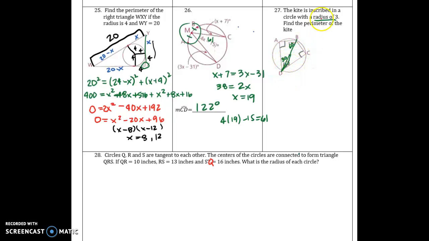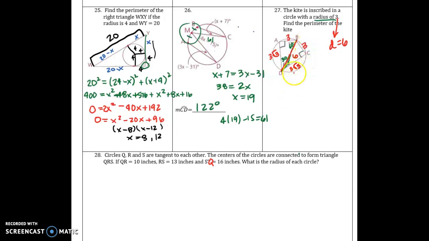So if my radius is 3, that means my diameter is 6. So that means that this whole segment here is 6, which means that, remember, the short side is always opposite the 30, and it is half of the hypotenuse. And then the other side can be found by taking the short side and then multiplying it by root 3. So now you can find your perimeter.